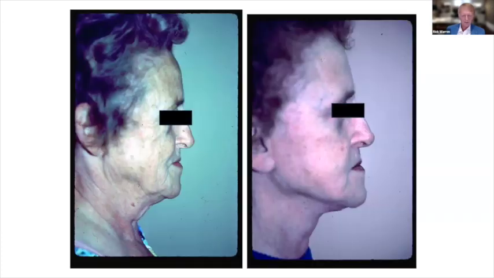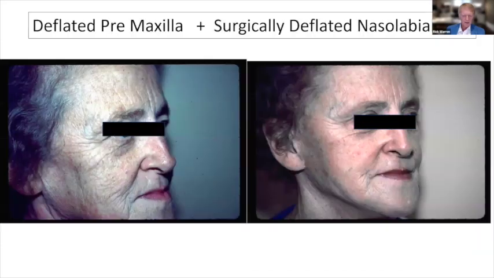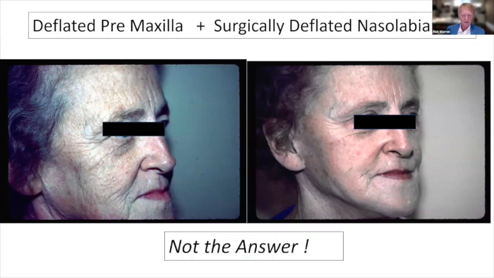And you can see that I probably got a decent result on everything, maybe except the nasolabial fold. It's really not that much different, even though I liposuctioned the fold. But on this angle, you can kind of see that I did flatten it a bit, but to what end? This woman has a retruded maxilla. She's now got a flatter face than she ever had before. And I don't think removing that fat was the answer.